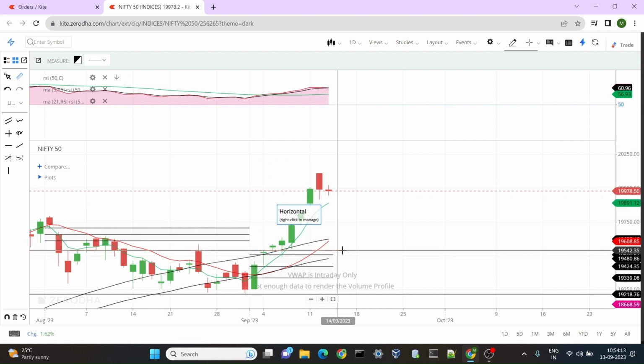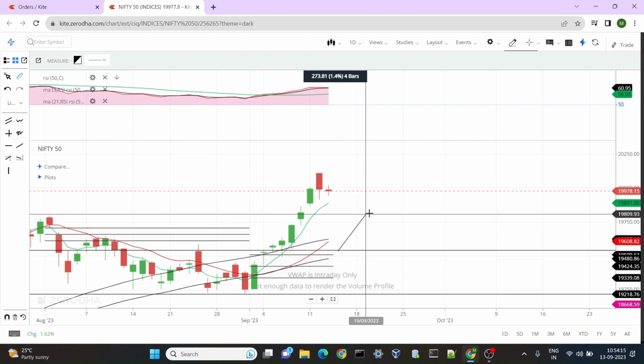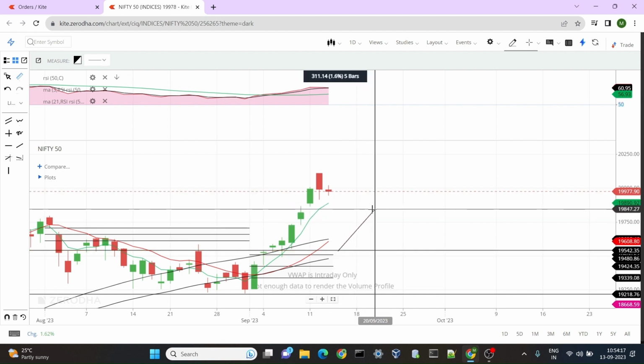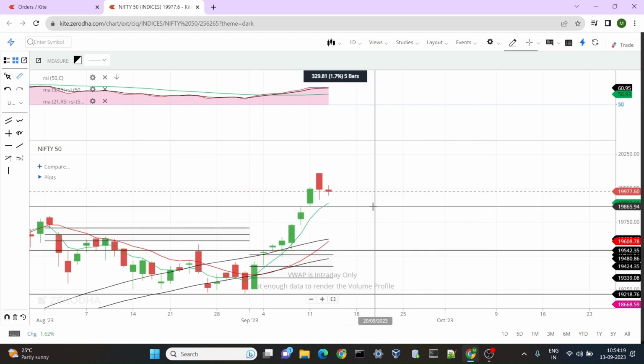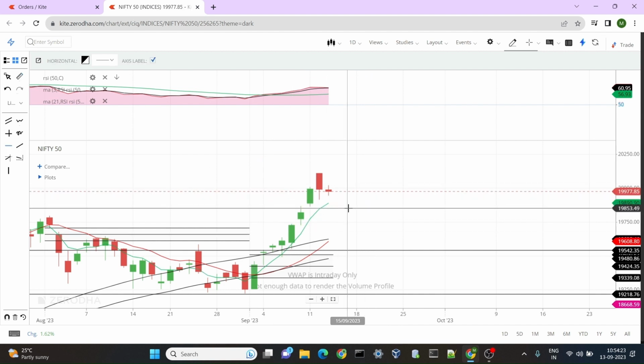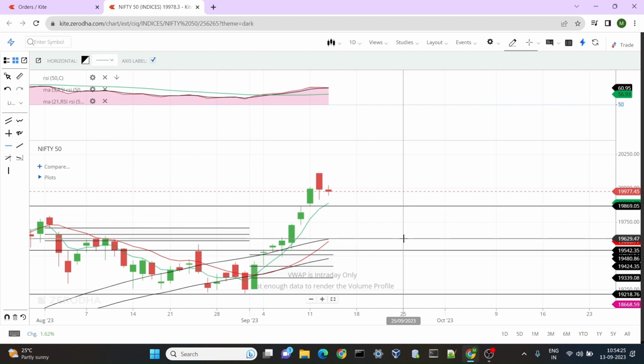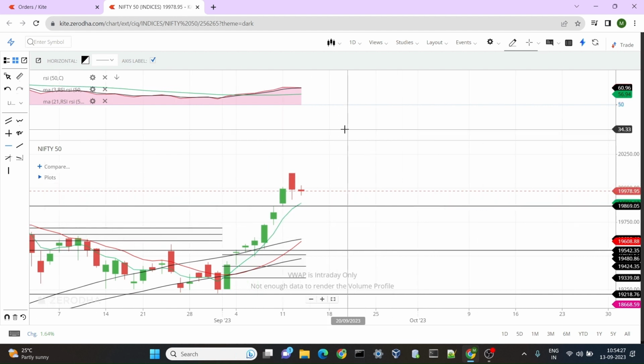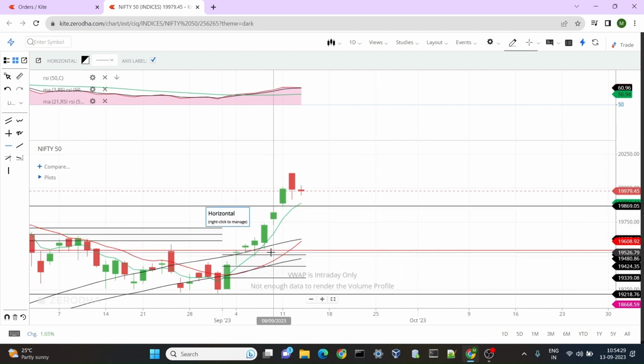Okay, and from this point, 316 points is our target. So you can see 865 is our target, so somewhere around this is our target. So what happened in this case? In this case we have achieved our target successfully.